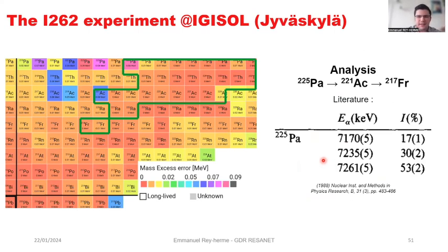And my data analysis focused on the alpha decay of protactinium-225 toward actinium-221 and then toward francium-217. When the experiment was performed, the literature for this decay of protactinium-225 could be summarized in this table, with only 3 alpha lines known and no gamma rays or conversion electrons ever measured in coincidence.